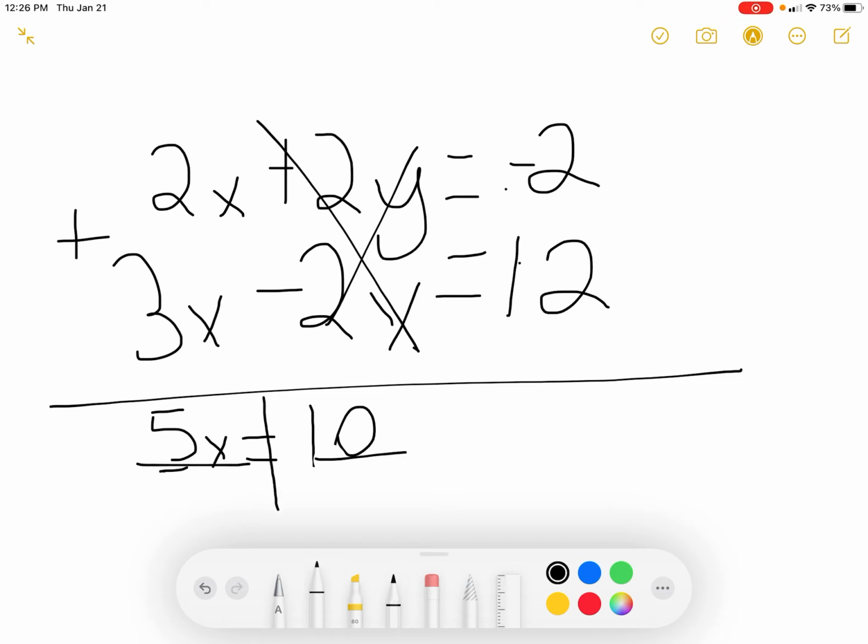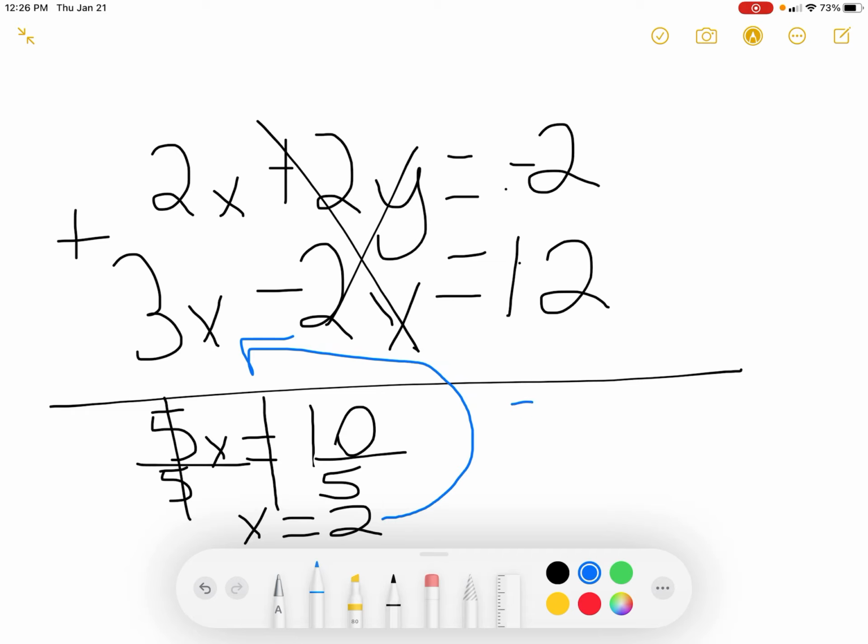So once I solve for x, these are going to cancel out, and I'm going to have x equals 2. So now that I have x equals 2, the only thing that I have to do is take it and plug it right back into one of my equations. So say I plug it back into this equation. I have 3 times 2 minus 2 times y equals 12. So now I plug that in and I have 6 minus 2y equals 12.